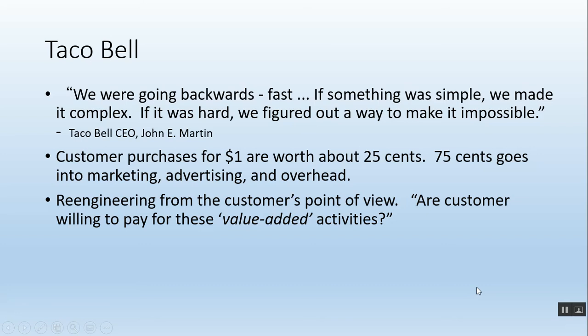A good example will be Taco Bell. This is a while back. John Martin, who was CEO at the time, says we were going backwards fast. If something was simple, we made it complex. If it was hard, we figured out how to make it impossible.